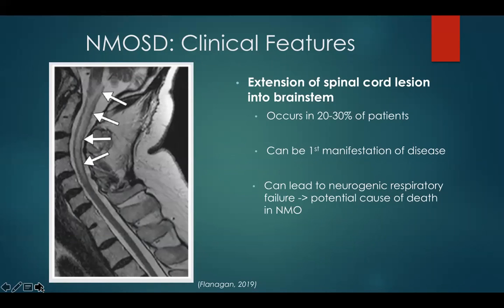So I highlight 2 other things here. This is from Continuum, I believe, and it shows that you can have extension of the spinal cord lesions into the brainstem. It can actually be one of the first manifestations of the disease, and this can lead to neurogenic respiratory failure and potential death in NMO. It occurs in about 20 to 30% of NMO patients.